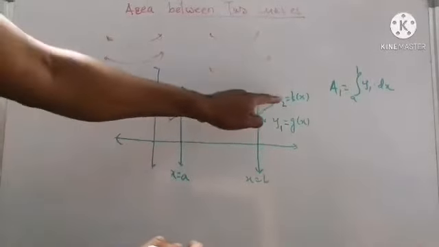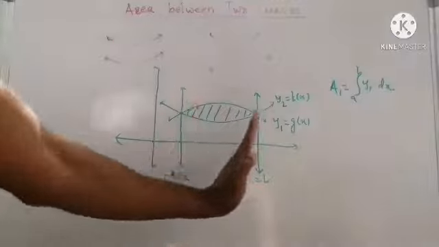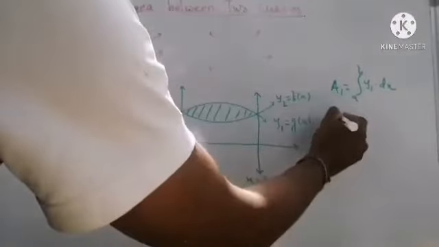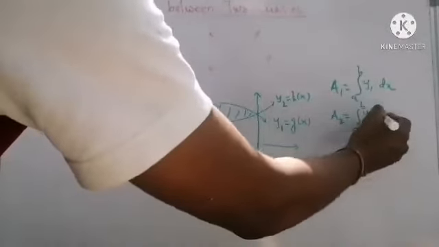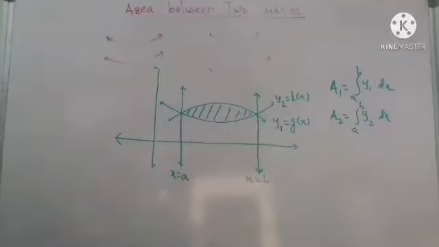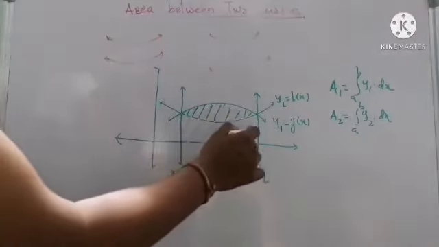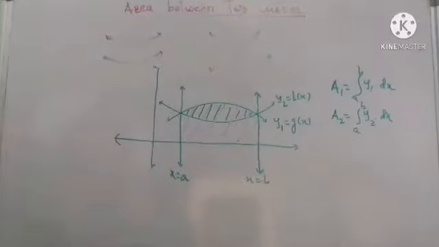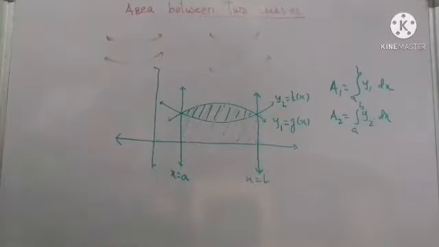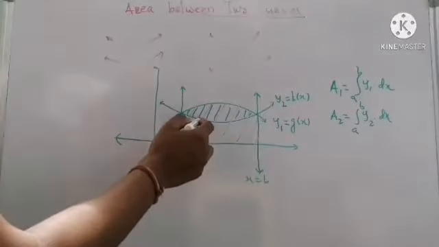Similarly, the second curve, which is y2, also bounds an area with the x-axis between these two vertical lines a and b. It is represented by A2, so A2 is the integration again from a to b of curve y2 with respect to x. Now, as you observe here, A1 is the total area by the first curve bounded with the x-axis between a and b, and A2 is the area which is bounded by the second curve, which is now here.